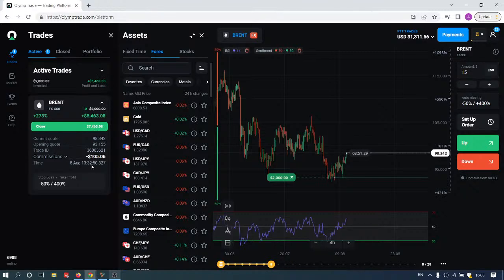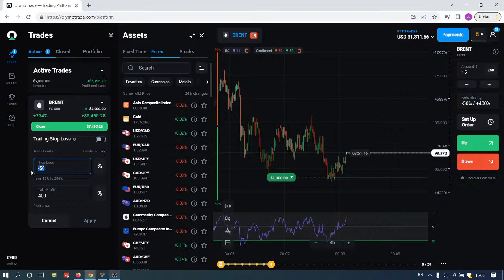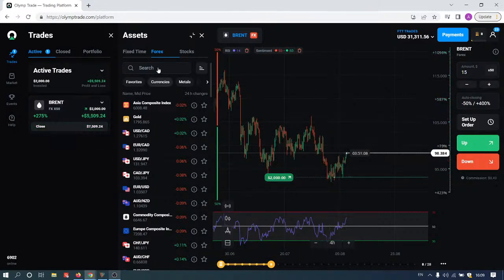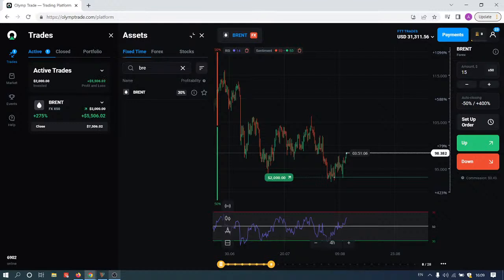My risk here was 50%, and my current profit is plus 275, which is 5 times more than my stop loss. So I can even now set it to 150%. Nice. So guys, now let's go ahead and turn to our today's.